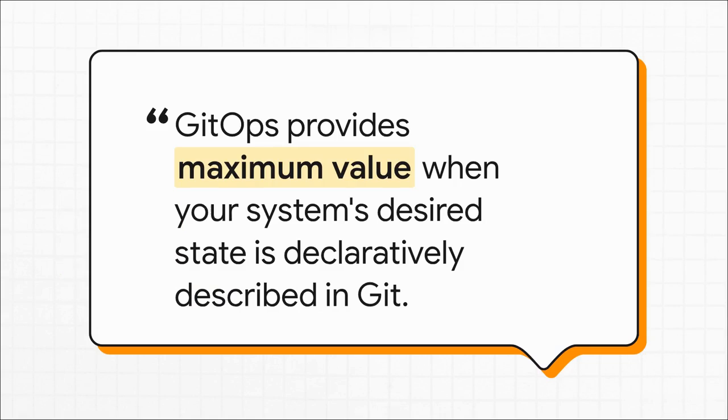And this quote really just nails it. GitOps isn't some kind of silver bullet for everything. Its value absolutely skyrockets when you can describe your system's entire desired state declaratively, right there in code. The more declarative your world is, the more powerful GitOps becomes.